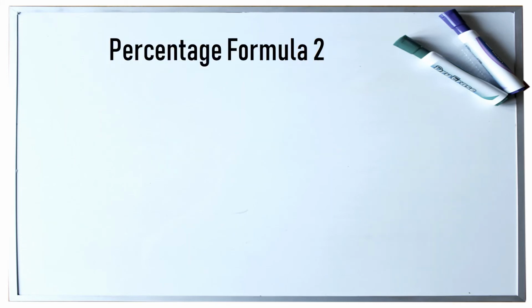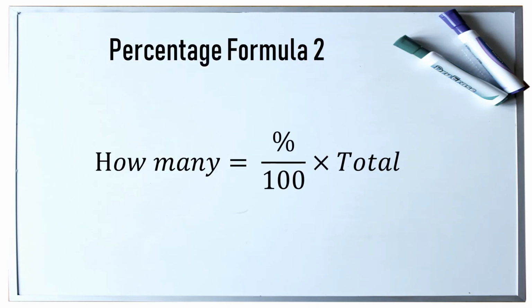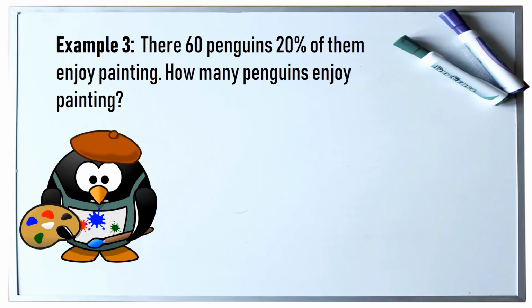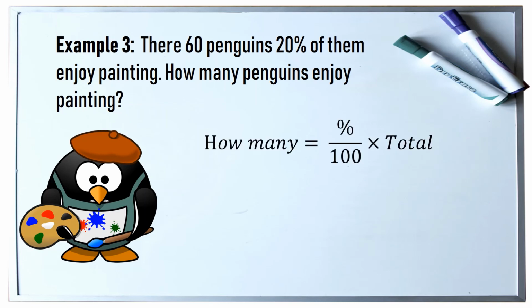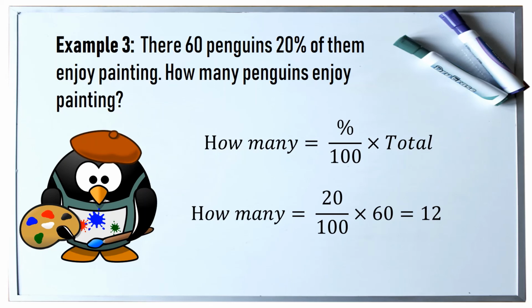In this percentage formula, what would work out is how many there are, which is equal to the percentage divided by 100 multiplied by the total. In this example, there are 60 penguins. 20% of them enjoy painting. How many penguins enjoy painting? So using the formula, 20% divided by 100 multiplied by the total, which was 60, gives us 12.